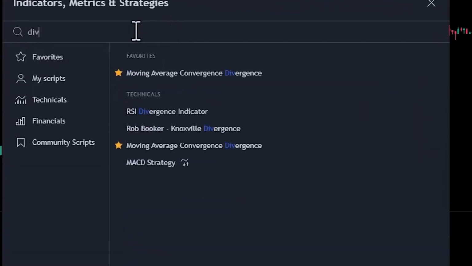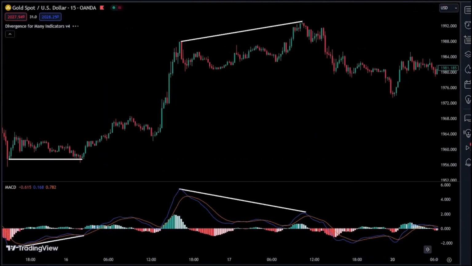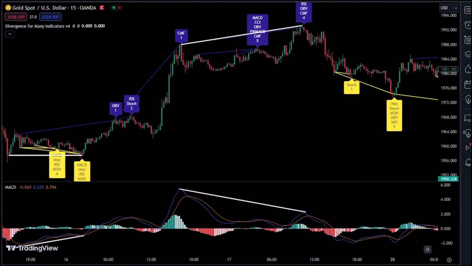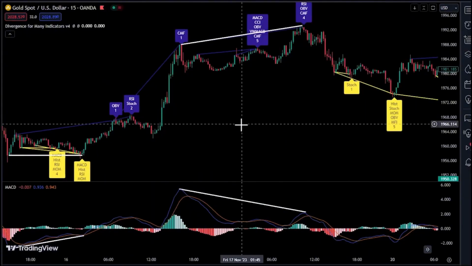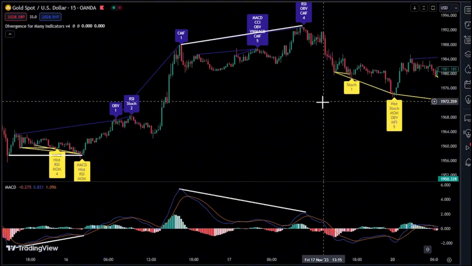Personally, in my opinion, I prefer to use the Divergence for Many Indicators indicator, and make sure you have version 4, which is used by approximately 18,000 people. When you add the indicator to the chart, as you can see, it shows us the divergence based on different indicators.